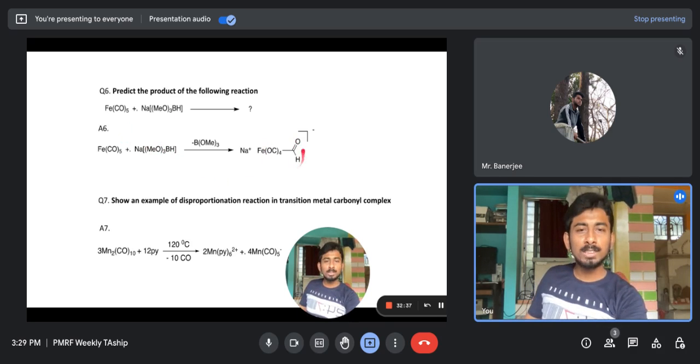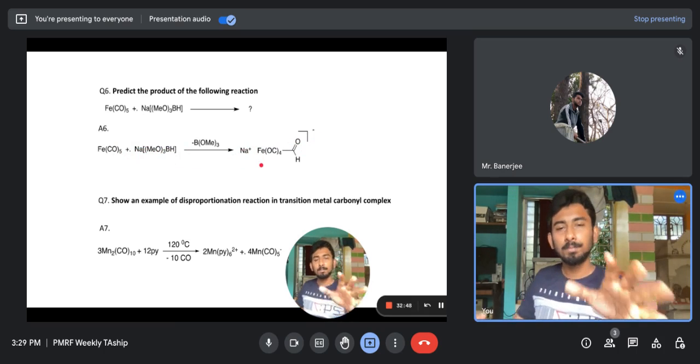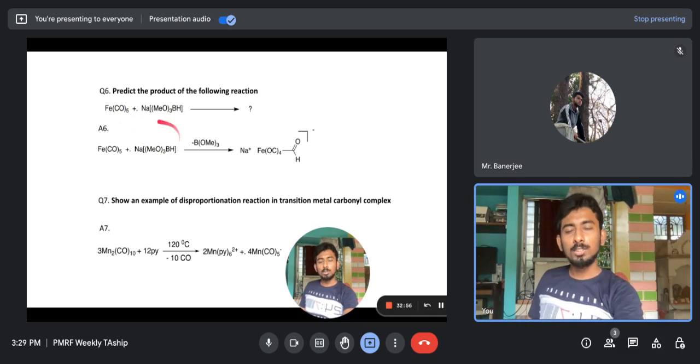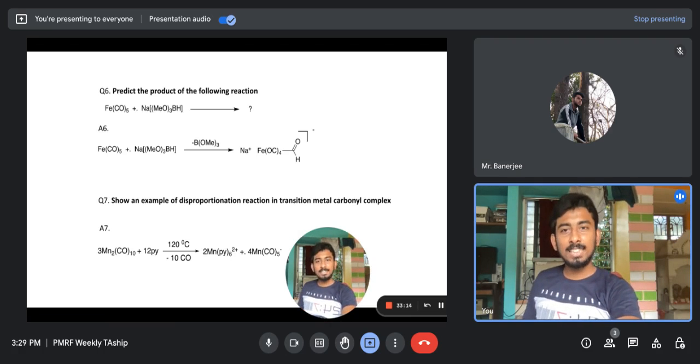So it will produce a metal formyl kind of complex, and Na+ will be there to balance the charge, because the hydride is coming, so it is electronically negative. By treating neutral metal carbonyl molecules with these strong hydride donors, we can form these metal carbonyl formyl kind of molecules. Both carbonyl and formyl groups are present, and trimethoxyborane will eliminate itself as a neutral molecule, because B(OMe)3 is a very stable molecule.